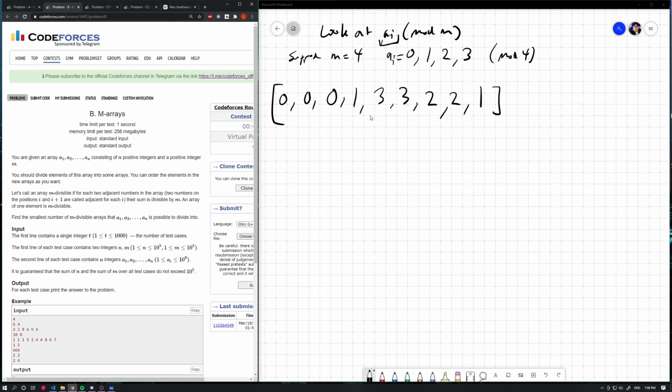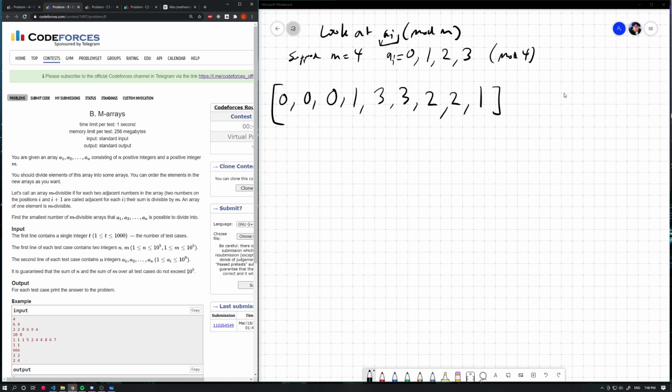The question is asking for the minimum number of these subsequences that you can make from this array, such that each one either has length 1 or has a bunch of adjacent elements whose sum is divisible by m. And so very clearly an upper bound to the answer is just n, because in the worst case you can have all of these numbers be their own subarray.